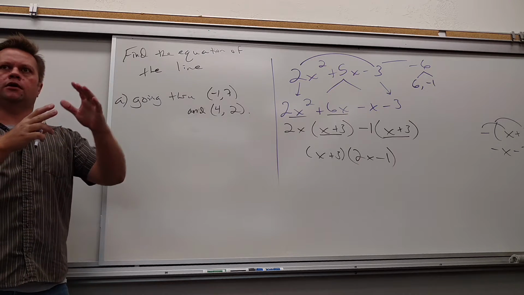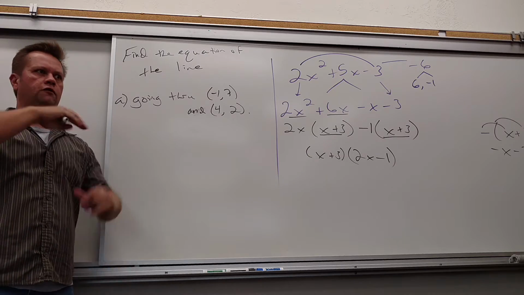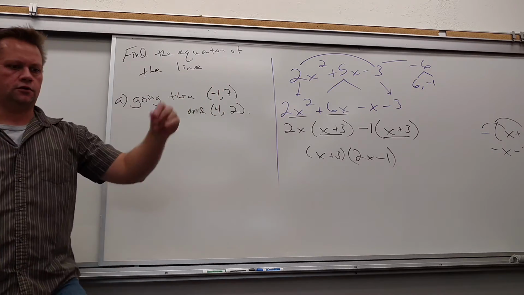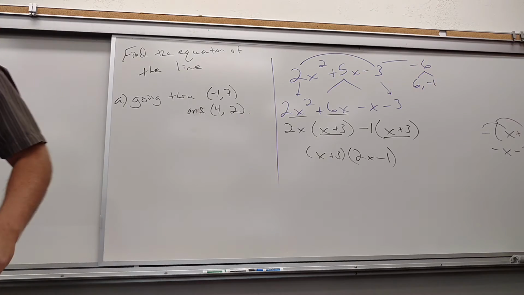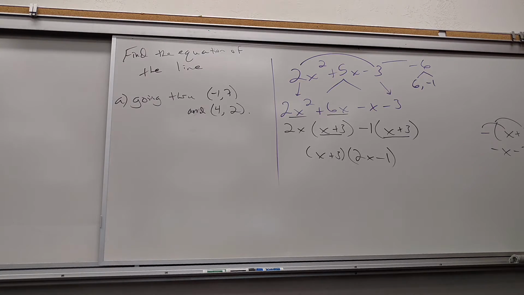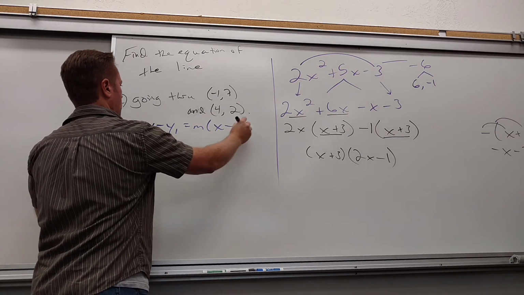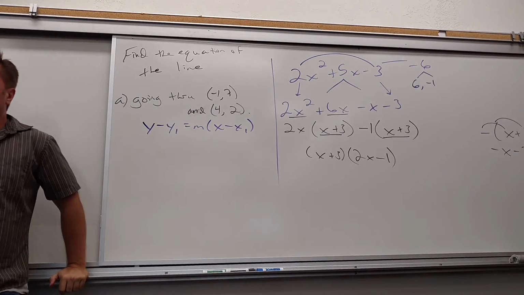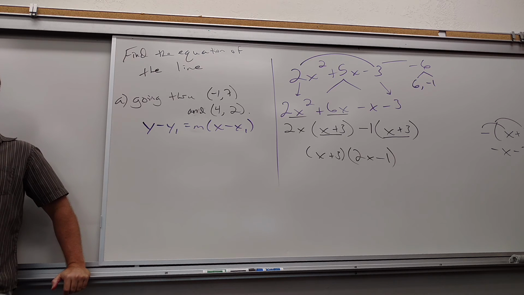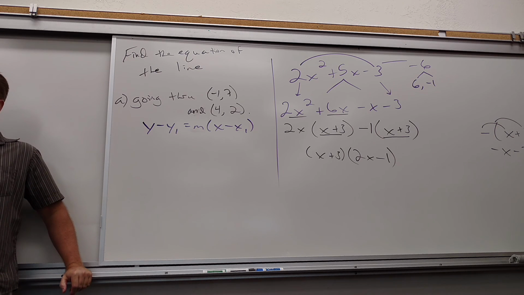So what equation am I going to use for this? What format? What equation am I going to use? Yeah, that one. The y minus y1 equals m times x minus x1. So what do I not have yet? The slope. I love it. How do I find the slope in this problem?